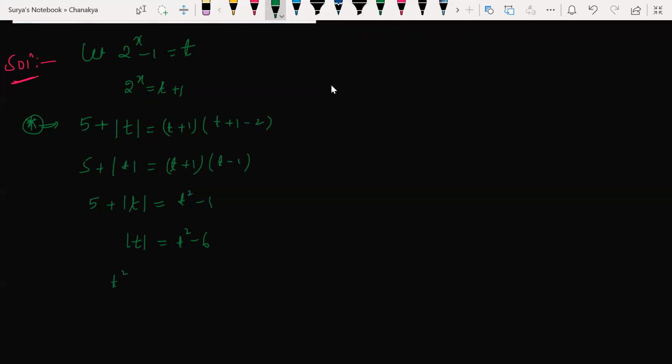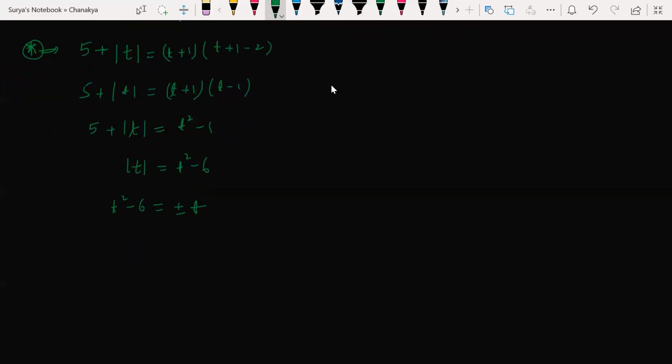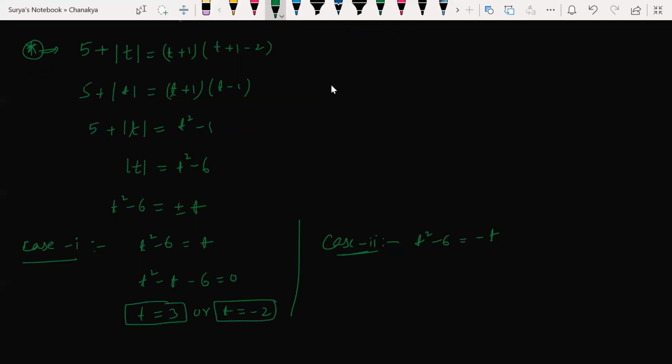Okay guys, now t square minus 6 is equal to plus or minus t. Am I correct? Can I write like this? Absolutely guys, I'm writing each and every step. So now we will take case 1 and case 2. Case 1, t square minus 6 is equal to t. Case 2, minus t, right? So t square minus t minus 6 is equal to 0. Factorize this, what are you going to get now? t is equal to 3 or t is equal to minus 2. These are the two roots directly.